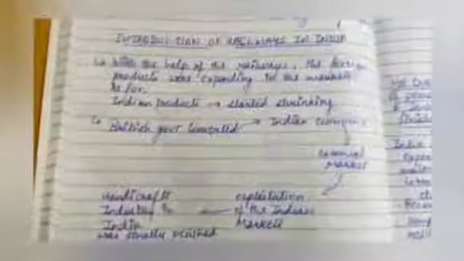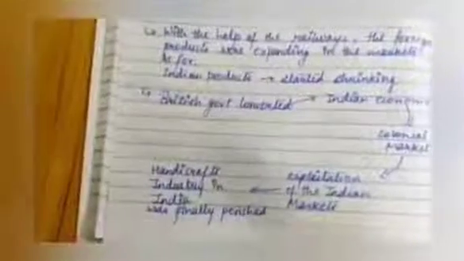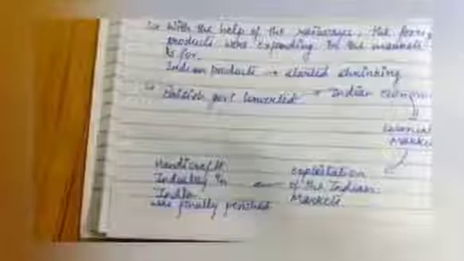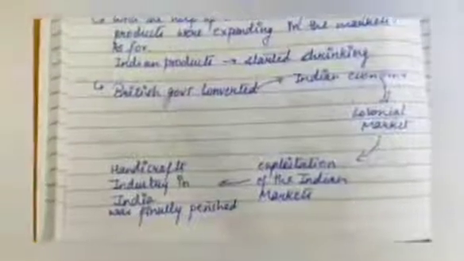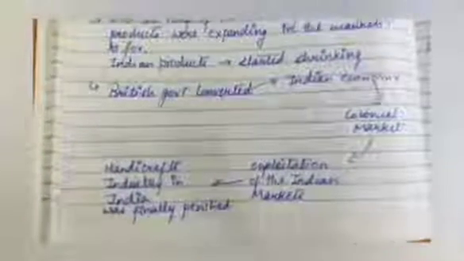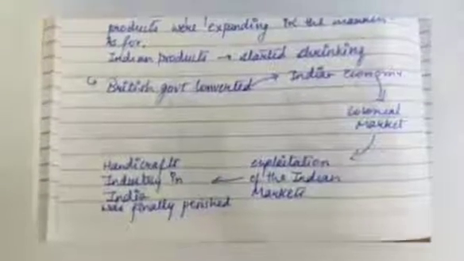Proceeding towards the next topic, that is the introduction of railways in India. Now with the introduction of railways, the size of the markets for low-cost British products expanded while it started shrinking for the high-cost Indian products. So basically, the British government converted the Indian economy into a colonial market and exploited the Indian markets, which was one of the reasons the handicraft industry in India was finally perishing.